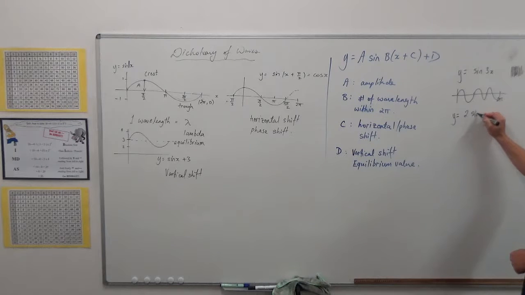2 sine 3x minus 1. So, B is 3? The amplitude is 2. Good. The number of wavelengths within 2 pi is 3, just the same as the other one. Good. And it has a horizontal shift of 1.